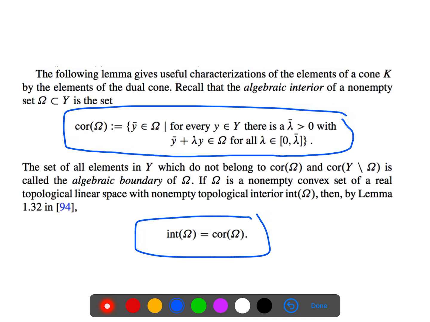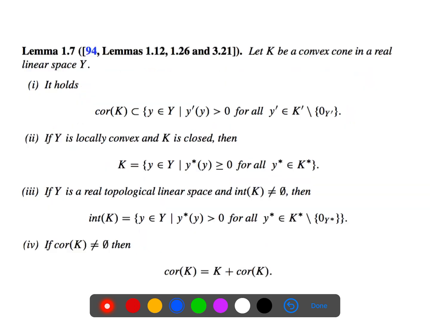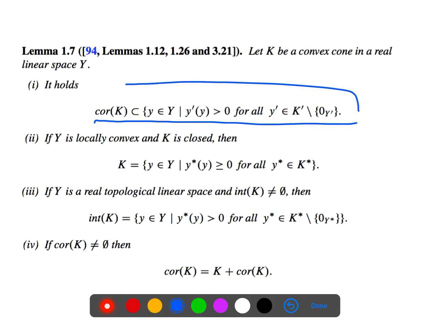If it is a convex set, then both of them coincide because they are the same thing. But if it is not a convex set, then we have to define such a set. So we try to generalize the concept of interior of a set. And we have a theorem that this relation holds, and we can say that if Y is locally convex, then K is closed.